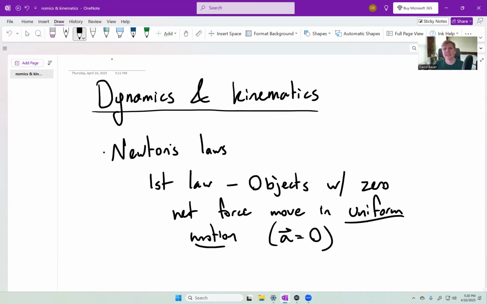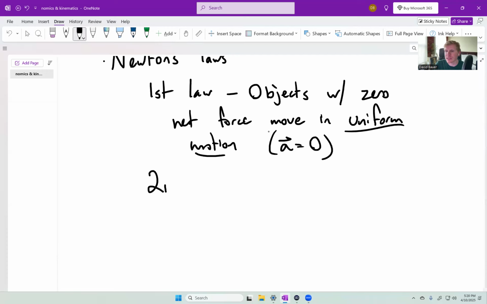The second law is the one that relates the force to the acceleration on an object. So the second law tells us that the net force on an object is equal to the object's mass times its acceleration. And then the third law tells us about interactions between objects.